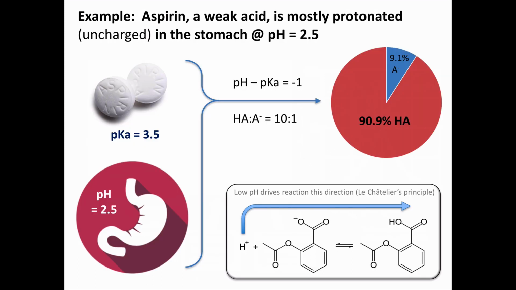Here's a specific example. Aspirin is a weak acid with a pKa of 3.5, and we'll put it in the stomach where we'll say the pH is 2.5. Notice that in this example, the pH is an integer away from the pKa to ensure that the math is going to be easier. The pH minus pKa equals -1 in this case, and so the ratio of HA to A- will be 10 to 1. HA, the protonated uncharged form, will predominate and will account for 90.9% of the total amount of the drug present in the stomach lumen, and there will be 9.1% found as the acetylsalicylate ion.